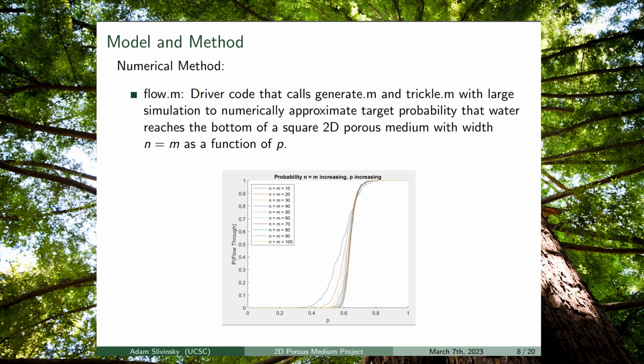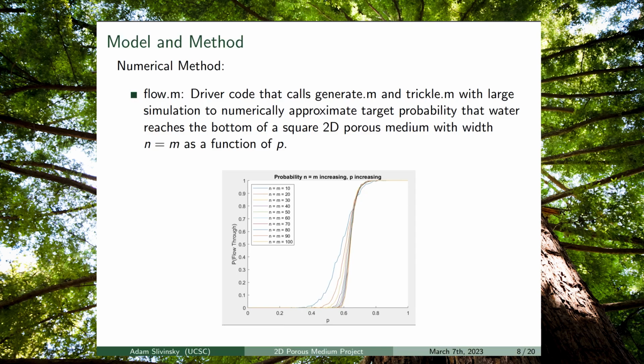Flow is the driver code that uses generate and trickle to numerically solve our central question. Given the size of the square matrix and its porosity, flow outputs the probability as a function of p that water can pass from the top to the bottom of a 2D porous medium. This code can be used for a single size of square 2D porous medium, or it can be used for a vector of sizes of square 2D porous mediums. Below you see the graphed output of flow for the vector of dimension sizes from 10 to 100, counting by tens. This result is what was shown in previous work.